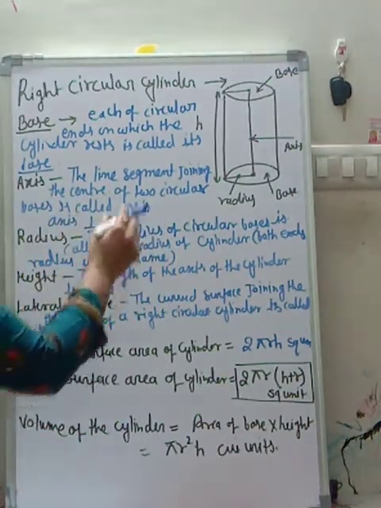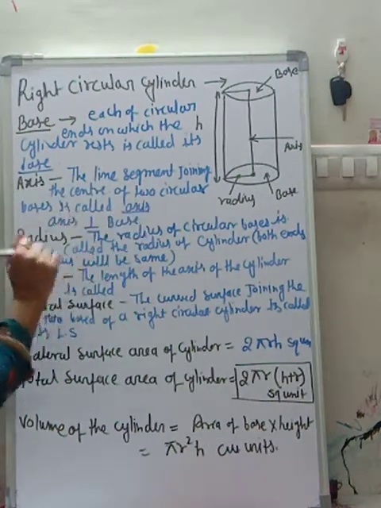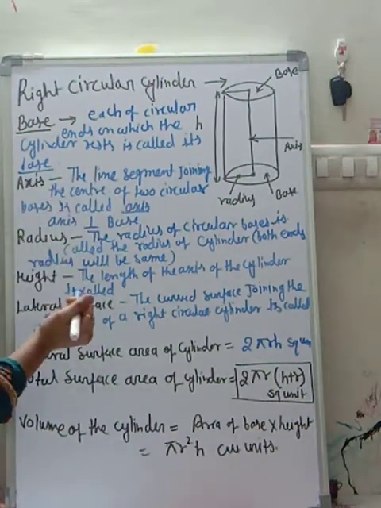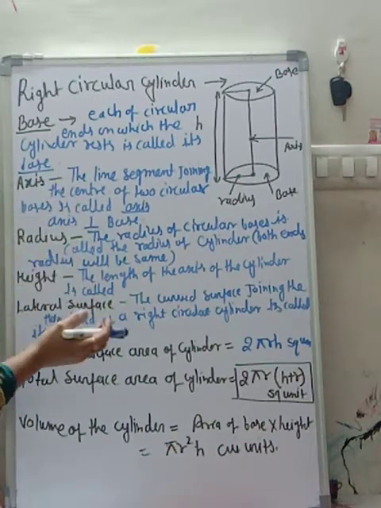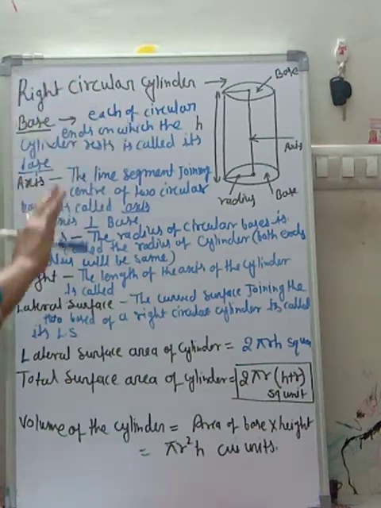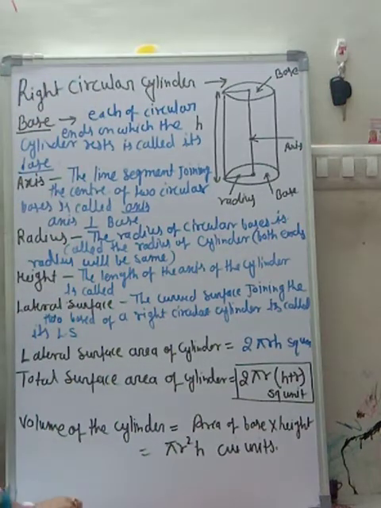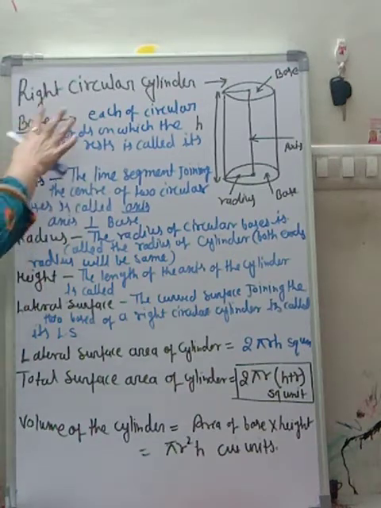For example, a round glass jar, a circular oil container, a gas cylinder, the circular pillar of a hall, a piece of a circular pipe, etc. These are examples of a right circular cylinder. Now here we give the terms related to the cylinder.